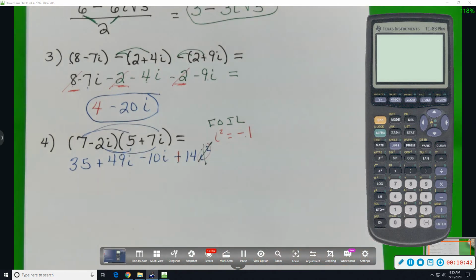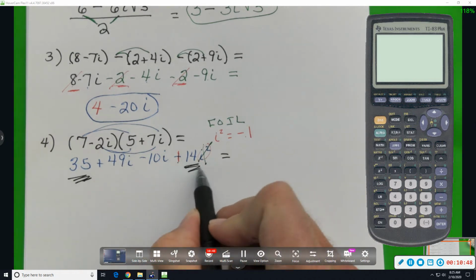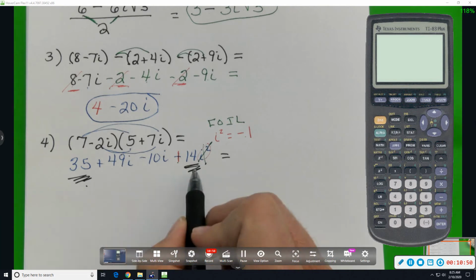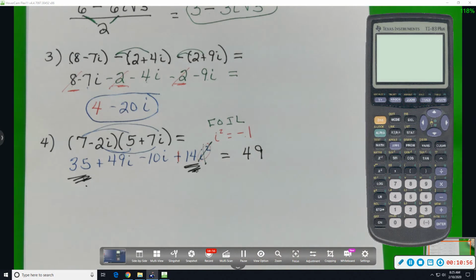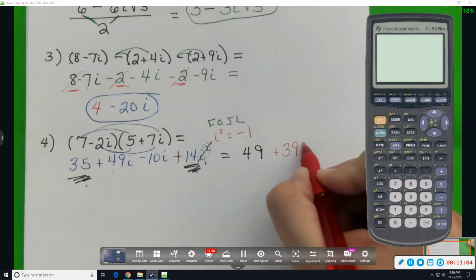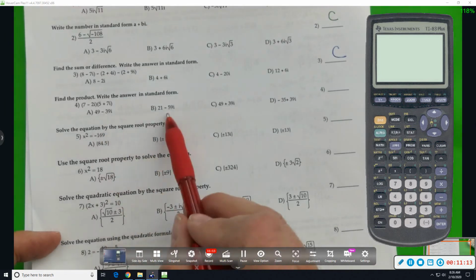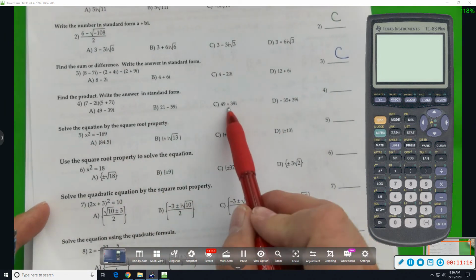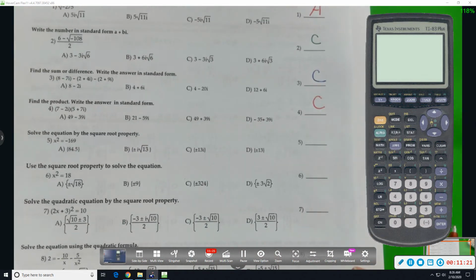And then combine the like terms again. Let's see. 35 plus 14. Combining those, is that going to be a 49? And what about the i's? 49i minus 10i. Is that a 39i? So 49 plus 39i. Notice how similar these answers look. 49 plus 39i, another C. Okay.